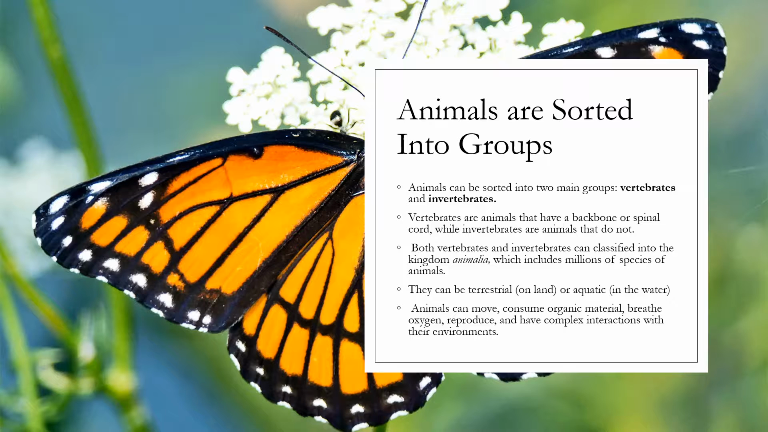Animals are sorted into groups. Animals can be sorted into two main groups, vertebrates and invertebrates. Vertebrates are animals that have a backbone, while invertebrates are animals that do not.